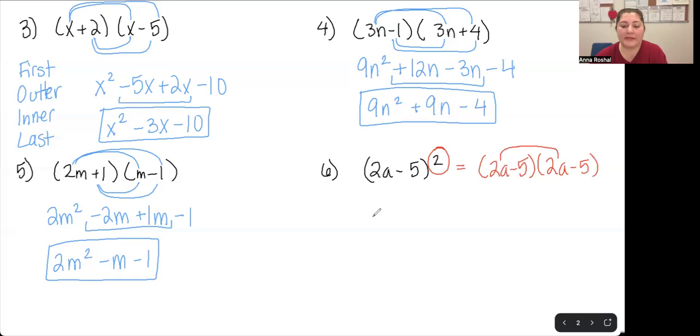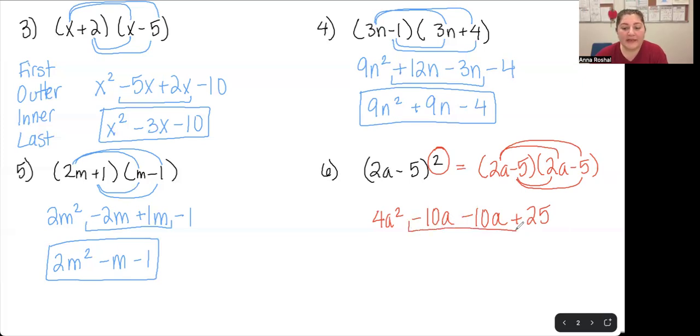So I've got 2a times 2a, which is going to be 4a squared. 2a times negative 5 is going to be negative 10a. Then I have negative 5 times 2a is negative 10a. And negative 5 times negative 5 is actually positive 25. So you want to make sure that you don't leave that as negative 5. That's been another error that most students have made in the past that I've noticed.